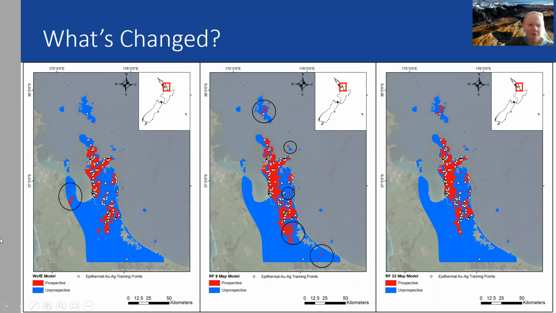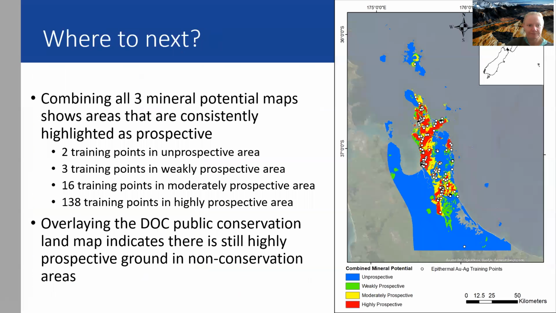In the weights of evidence model, we've got a bit of prospective area over here that doesn't show up in the random forest models. In the random forest models, we've got some prospective area up on Great Barrier Island and in a few other locations down the Coromandel Peninsula that are not showing up as prospective in the other two models. So we're getting the most prospective area in the 9-map random forest model. And you can see that it's not just an extension of the existing prospective area. There are some completely new areas that are coming up that are not showing up in the other two maps.